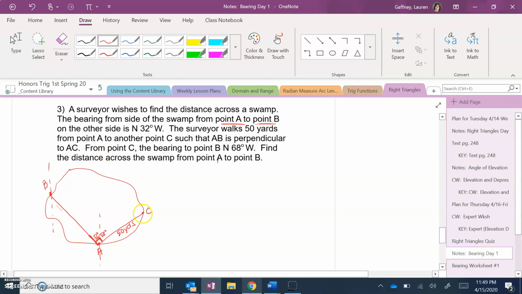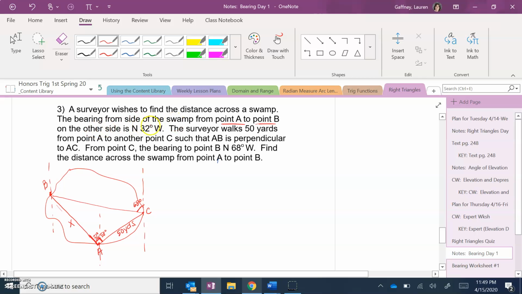From point C, the bearing to point B is going to be 68 degrees west of north, so let's draw a vertical through this. Here's my north, so 68 degrees west. Sorry, that's not super great to scale, but that angle would be 68 degrees. Find the distance across the swamp from A to B, so we're looking for this side. The math's not going to be hard; we just have to break down how we drew it.